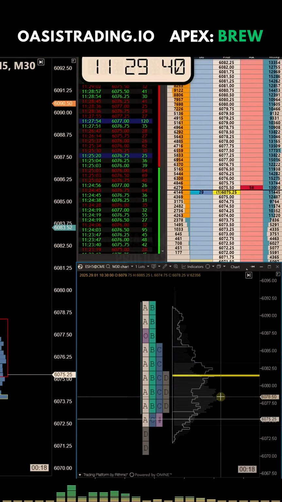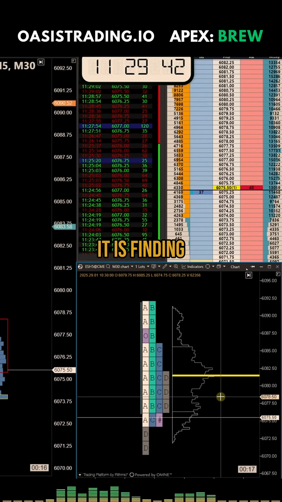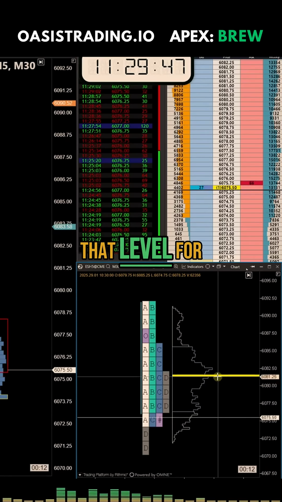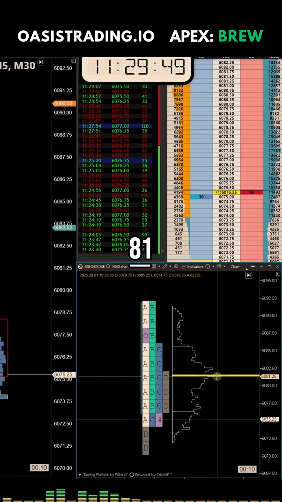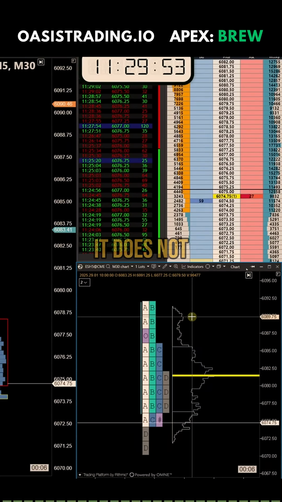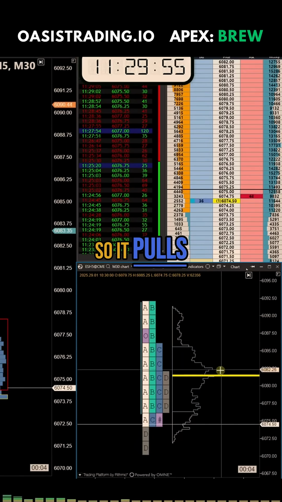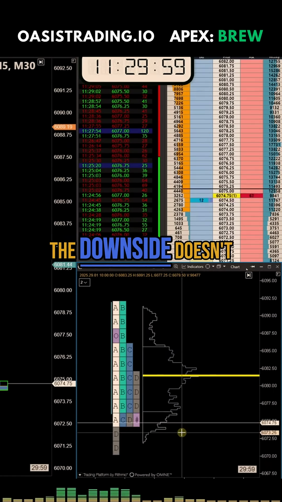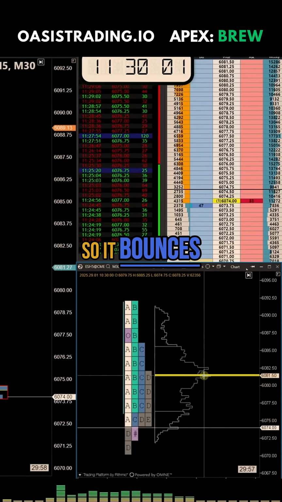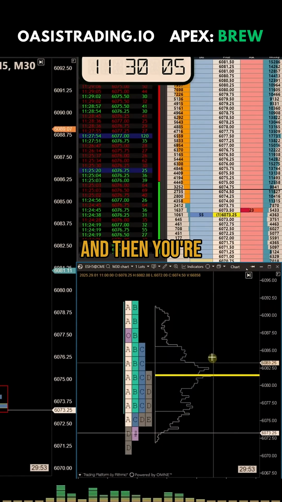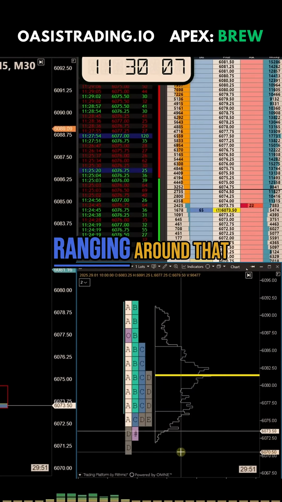And typically in these balanced profiles, it is finding a level that it likes to trade at. That level for today would be the POC around 81. And then when you start to push away from that level to the upside, it does not like that price, so it pulls back down. Same thing to the downside. It pulls to the downside, doesn't like that price, so it bounces back. So you're basically finding a level that you like to trade at, and then you're ranging around that level.